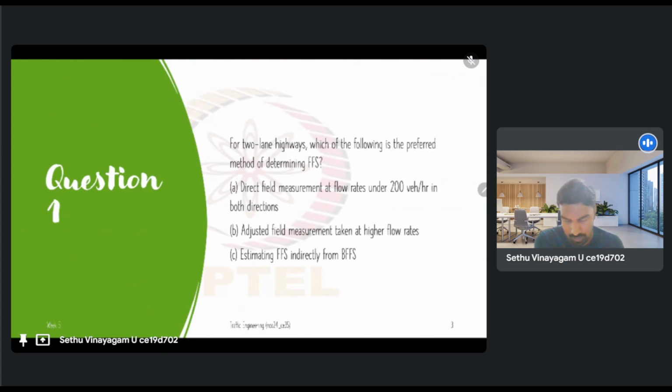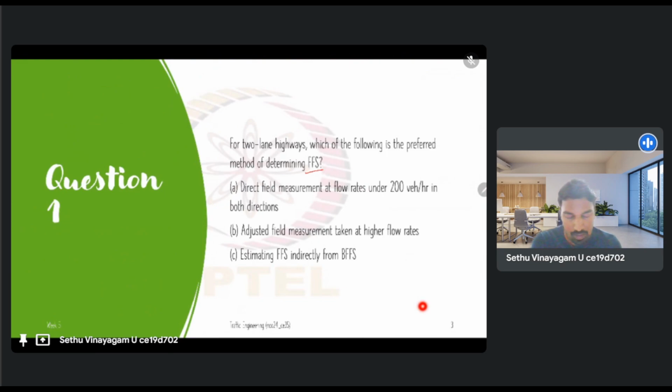If we go for option A, B, or C, we will get one value for the free flow speed of that particular facility that we are analyzing. But here the question is which is more preferred. If we could do all three, we would not be doing all three. We have to pick one. So which one would we choose? We first need to understand what free flow speed is.